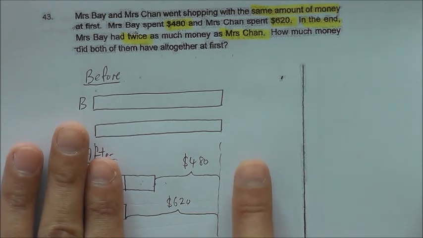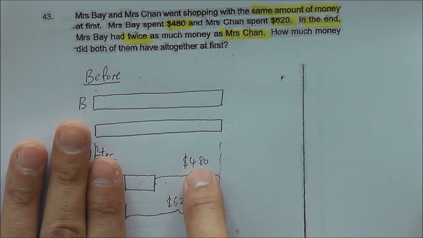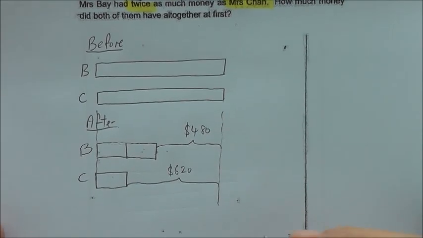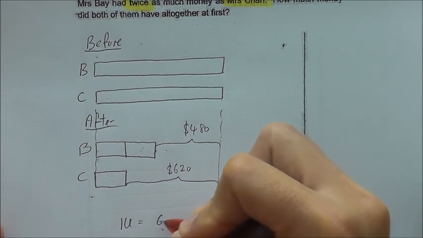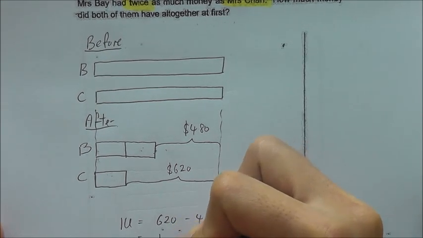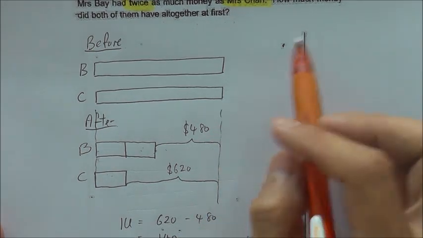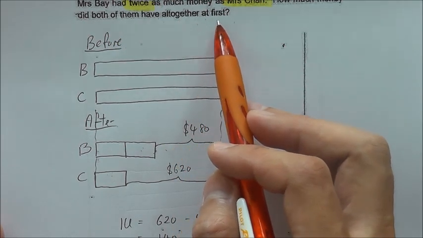Okay guys, if you look at this, are you able to find out what is 1 unit? Can you see that 1 unit is just 620 take away 480? So 1 unit will give you 620 minus 480. I will get 140.